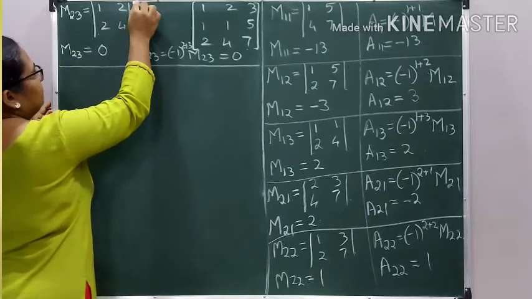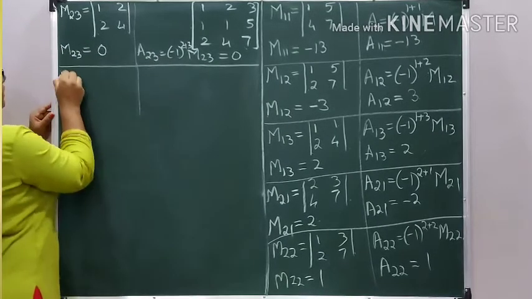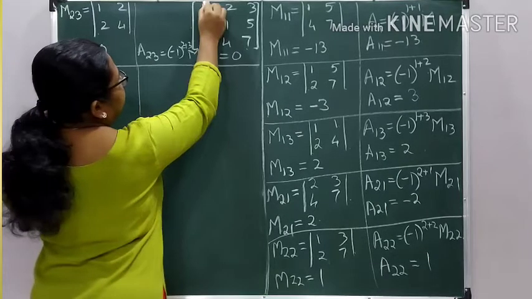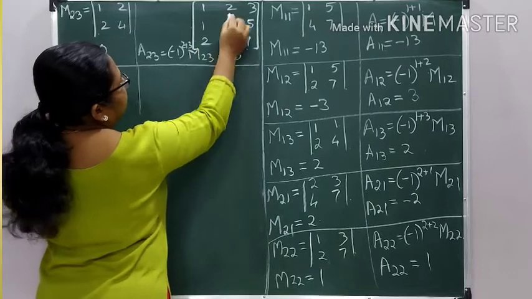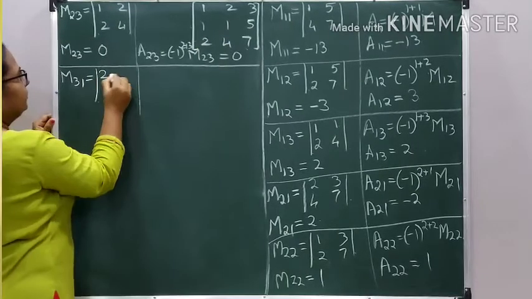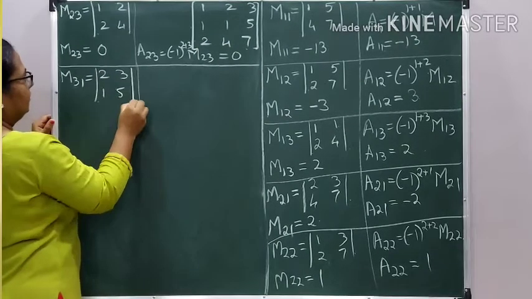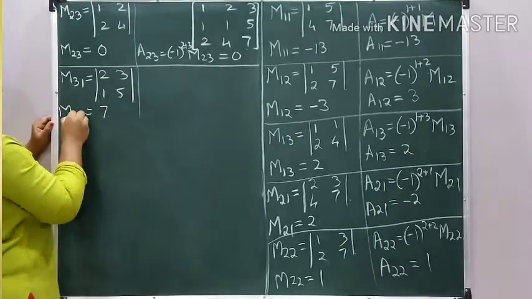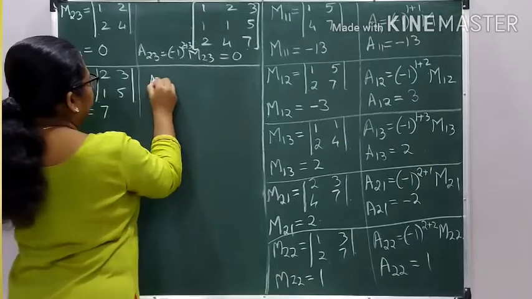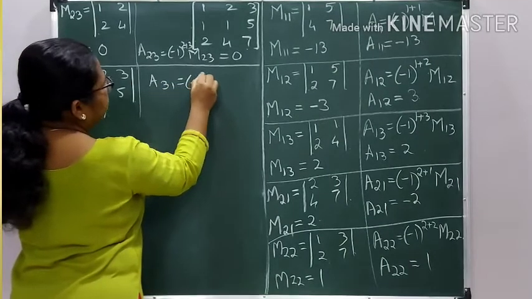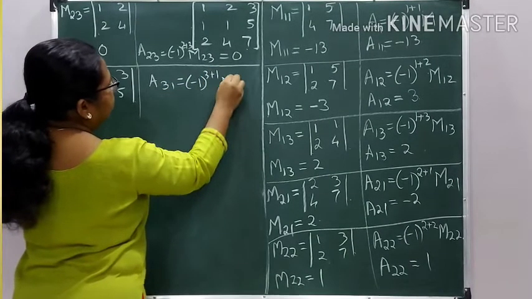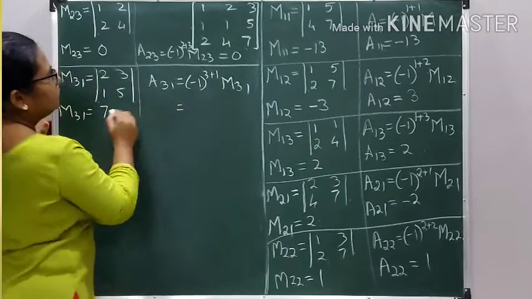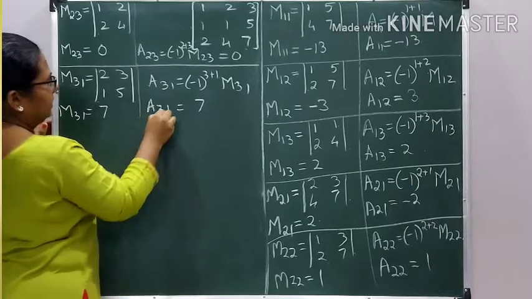Now next, M31. Third row you will eliminate and first column you will eliminate. So 2, 3, 1, 5. This is equal to 5 2s are 10. 10 minus 3 is 7. So M31 is 7. A31 is equal to minus 1 to the power 3 plus 1 into M31. 3 plus 1 is 4, even power. So 1 into 7 is 7. So A31 is 7.